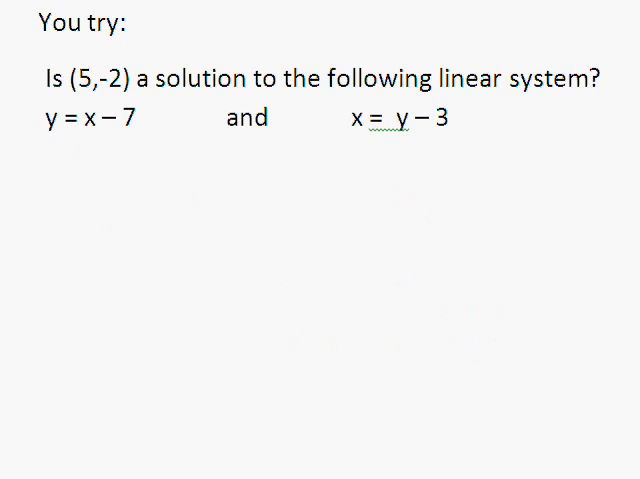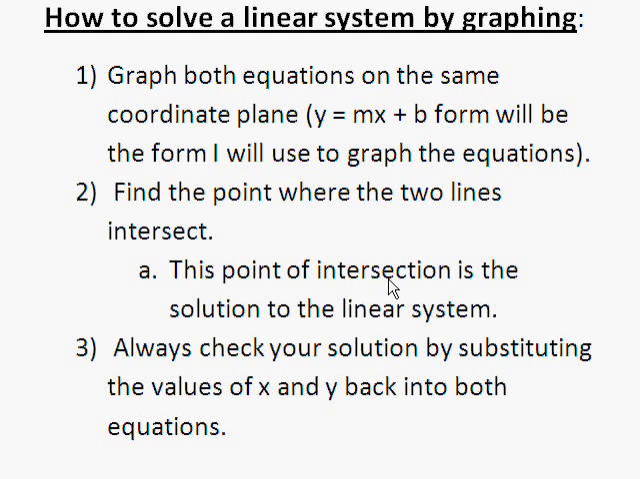Now that we've checked solutions to linear systems, we're going to learn how to find the solutions to linear systems by graphing. The way we're going to go about finding the solutions to linear systems is we're going to graph both of the equations on the same coordinate plane. I'm always going to convert my equations into slope-intercept form, and I'll use slope-intercept form in order to, again, graph the equations. Second thing you're going to do is you're going to find the point where the two lines intersect.